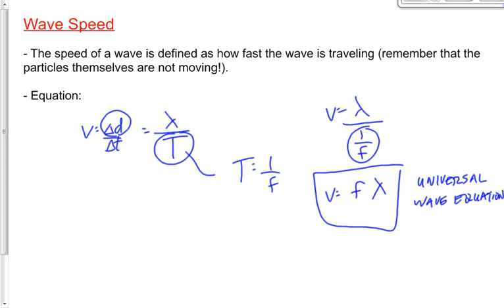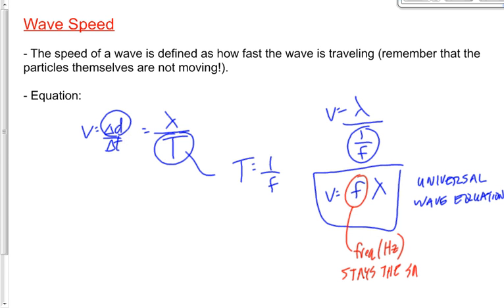It says V, the speed of the wave, is equal to the frequency of the wave times the wavelength of the wave. Now I'm going to circle something here. Frequency, measured in hertz. This is the one. This is the variable that stays the same.